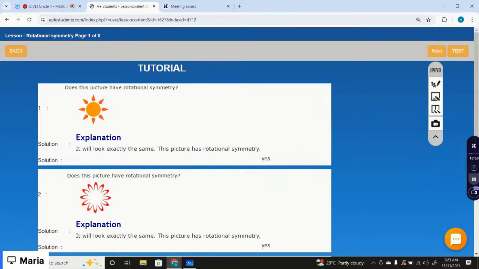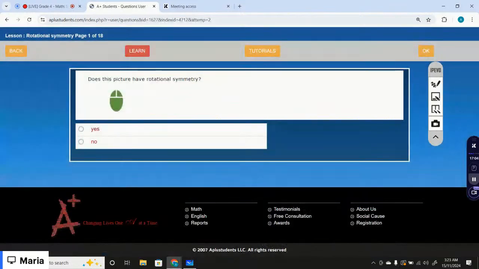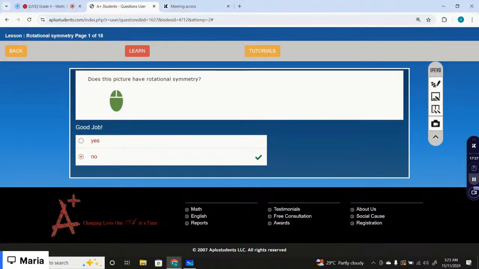Okay, let's just start with the test questions. Does this picture have rotational symmetry? Which is the correct option? No, if you rotate the image, it doesn't look the same, right? The correct option is no.